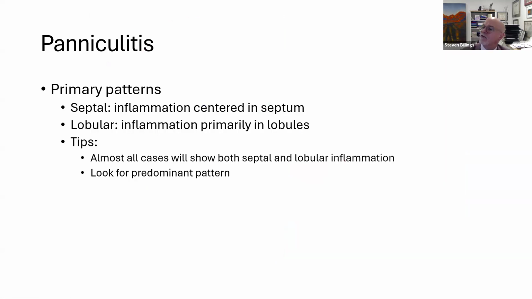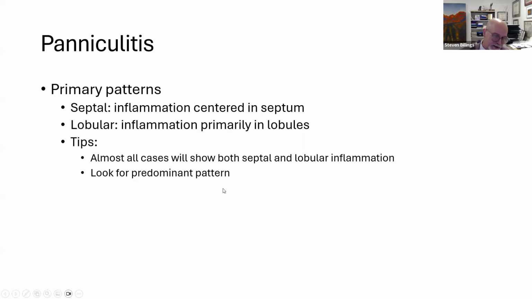All right, just remember in panniculitis, you want to try to put it into a pattern, if you can, of septal or lobular, but some panniculitides have a combination of both. Lupus panniculitis is well known to be either septal or lobular, or usually a mixture of both. So just remember that, look for the predominant pattern.